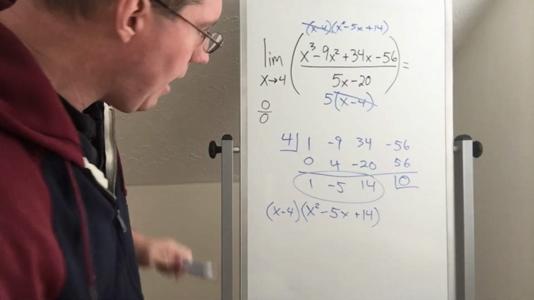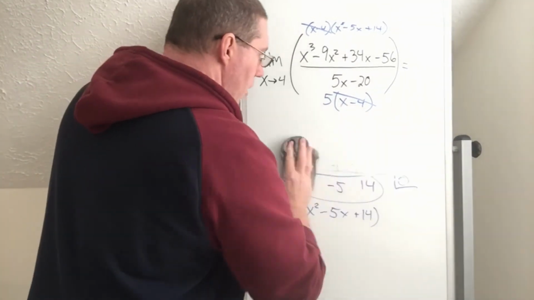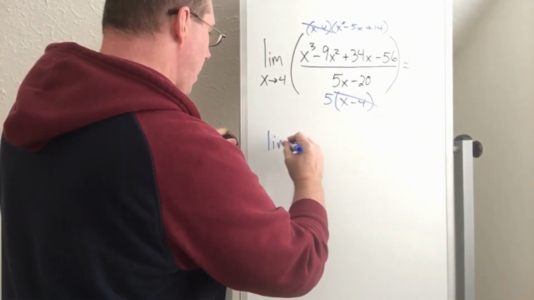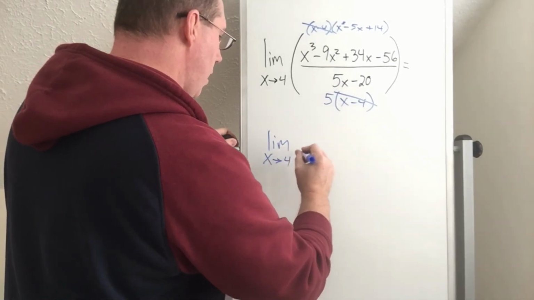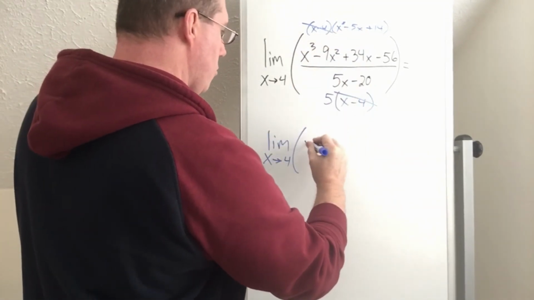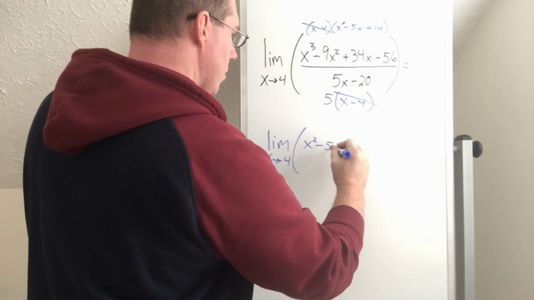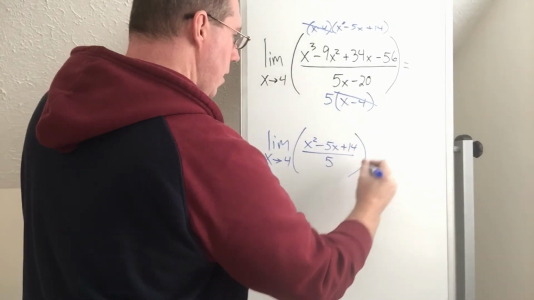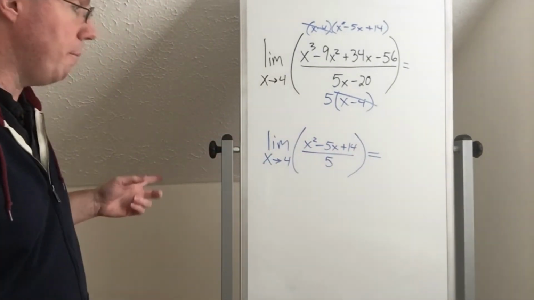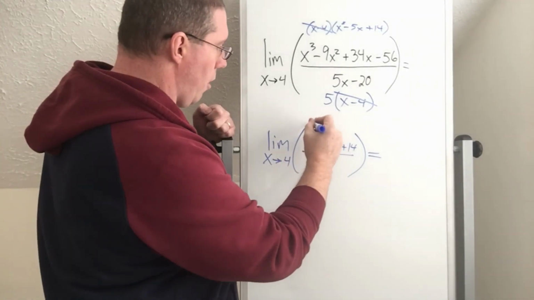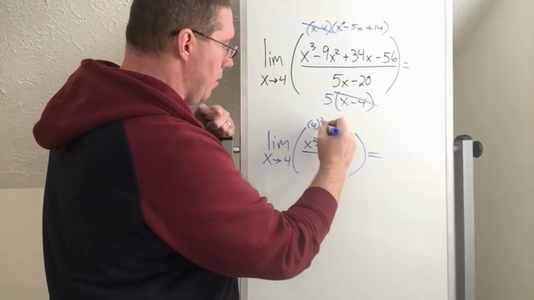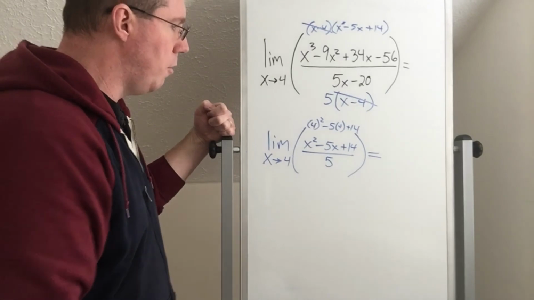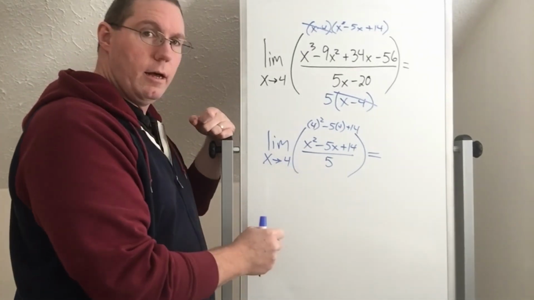All right, so now, step 3, we can cancel the x minus 4 in the numerator and the denominator. And what we basically now have left is the limit as x approaches 4 of x squared minus 5x plus 14 over 5. And now we can go back to step 1 and plug 4 in for x. So 4 squared minus 5 times 4 plus 14. And we know it's not going to be 0 over 0 because we have a 5 in the bottom here. We're not plugging in a 4 anywhere down here.